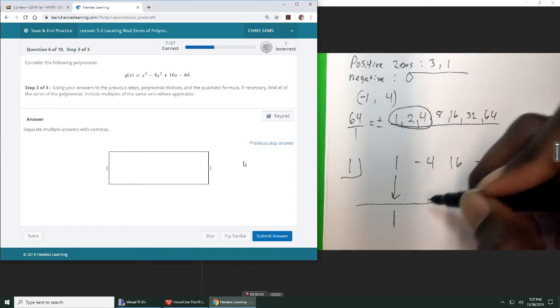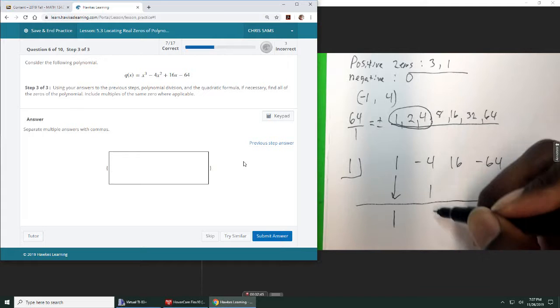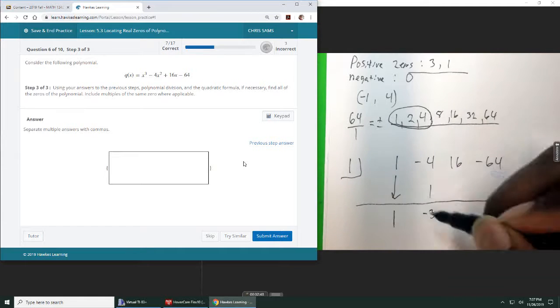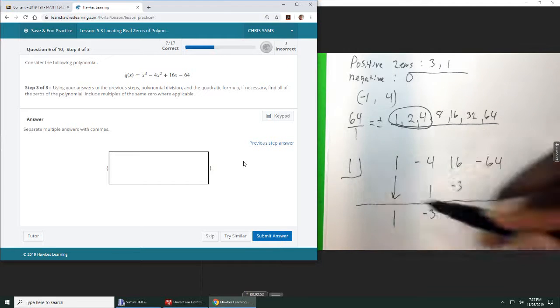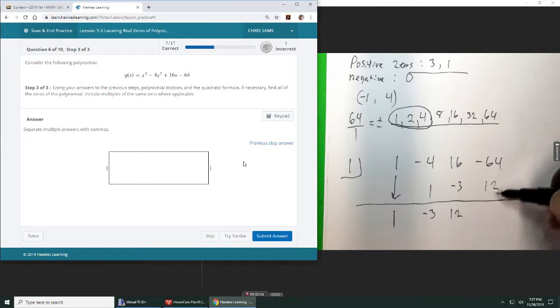Bring down 1. 1 times 1 is 1. Combine these and we subtract, we get -3. 1 times -3 is -3. Combine these, we get a positive 12. 1 times 12 gives us 12. Combine these, we get a -52. So 1 does not work.